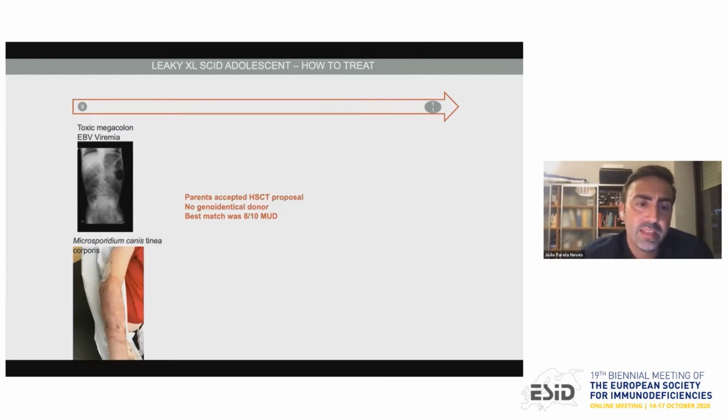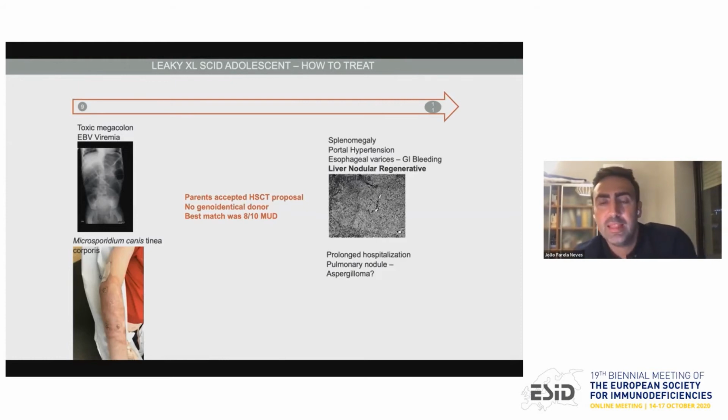Sometime later, he had this extensive microsporidium canis tinea corporis that required systemic antifungals for a very long period. And finally, the parents accepted our proposal of a hematopoietic stem cell transplantation. But he didn't have a genuine identical donor, and the best match was an 8 out of 10 match from Portugal. So at that time, we referred him again to our BMT unit, but our BMT unit refused to accept the patient because they said they didn't have experience in this kind of patient, so we had to propose him abroad.